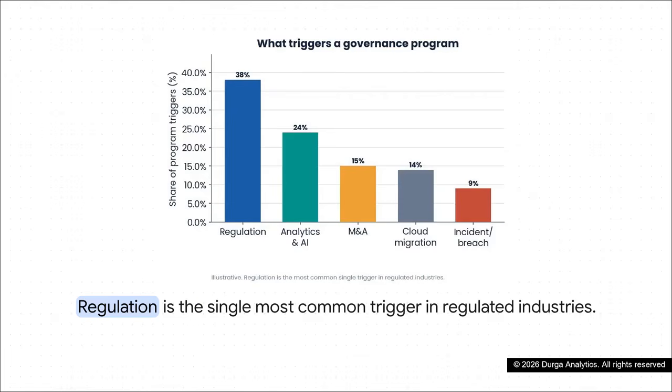So what are the biggest triggers out there? Check out these numbers. Regulation is the absolute heavyweight, driving about 38% of programs, especially if you're in heavily regulated spaces like banking. But look what's catching up fast. Analytics and AI at 24%, because they desperately demand trustworthy data to even function. Then you've got mergers and acquisitions at 15%, which forces companies to quickly untangle two totally different data estates. And finally, cloud migration at 14%, which scatters data everywhere and forces you to build controls in from day one.